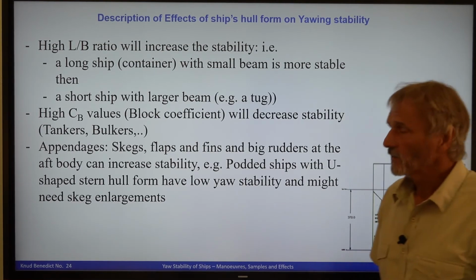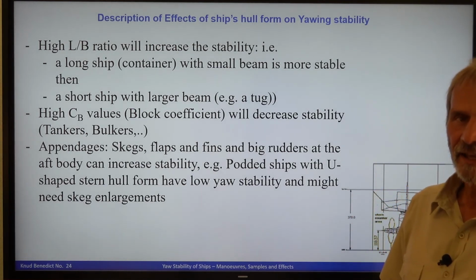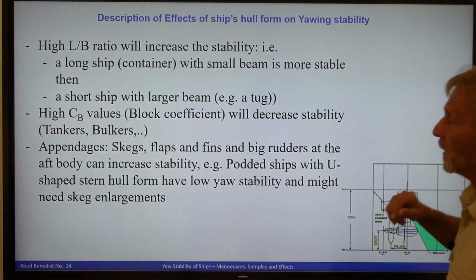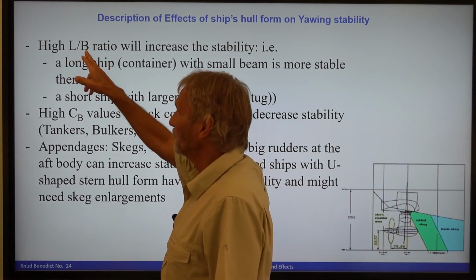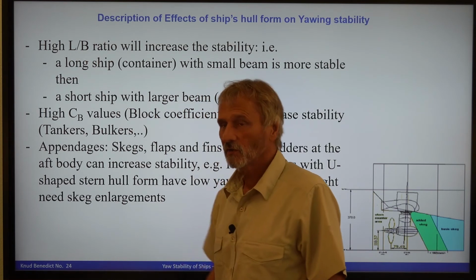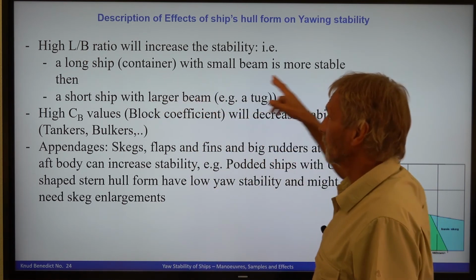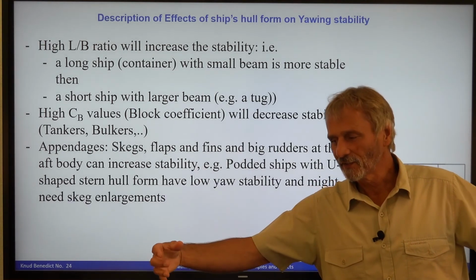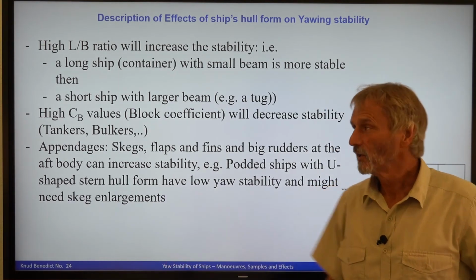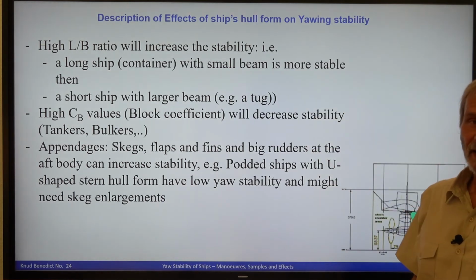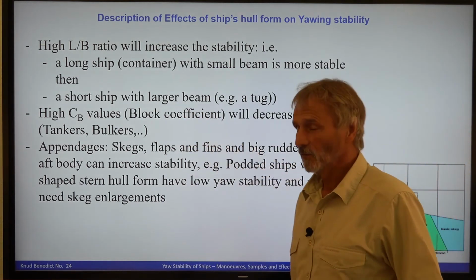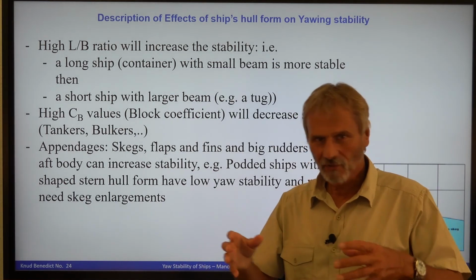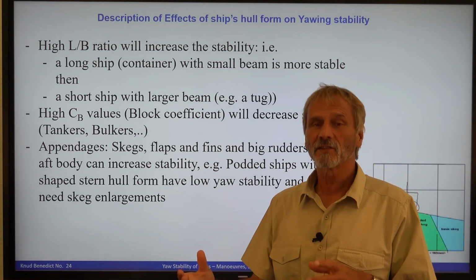And now some other aspects are important for the yawing stability. For instance, the L to B ratio, length to beam ratio. A long ship, a container ship, has long levers of stability and damping forces. So this ship is more stable than a ship with a shorter length, like a tug. So this is close to instability or really unstable.